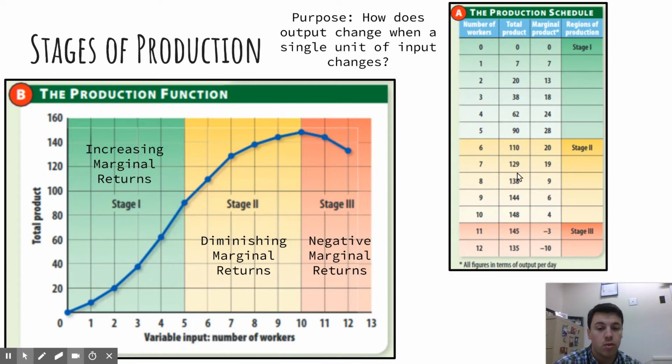So notice over here on the table, and you can see it on the graph too, it kind of flattens out. But on our table over here, you'll see that the total product is still increasing as we add the 7th, 8th, 9th worker, but the marginal product is going down. We're not getting as much out of them.